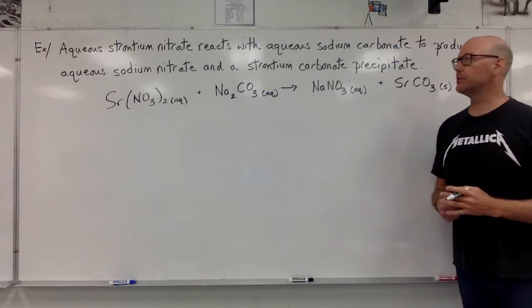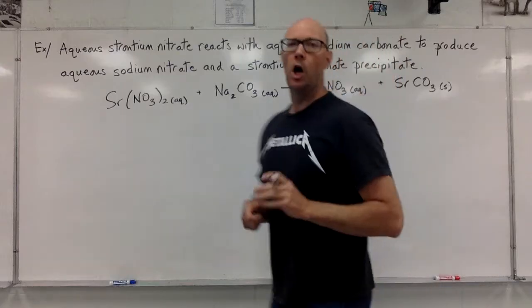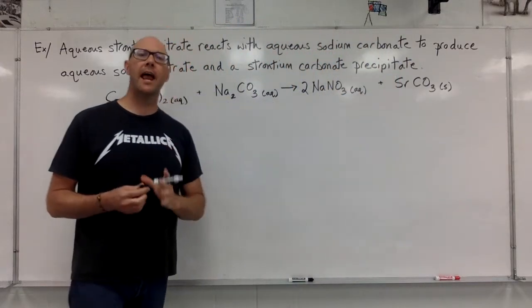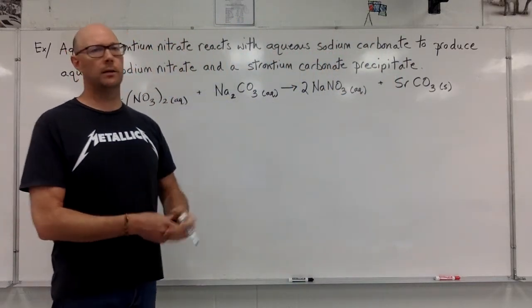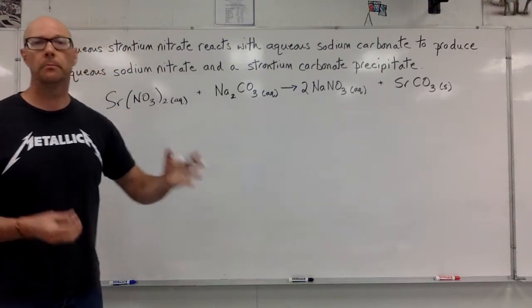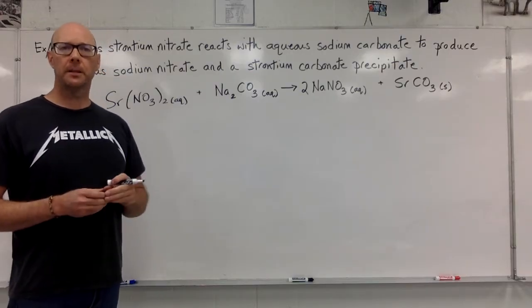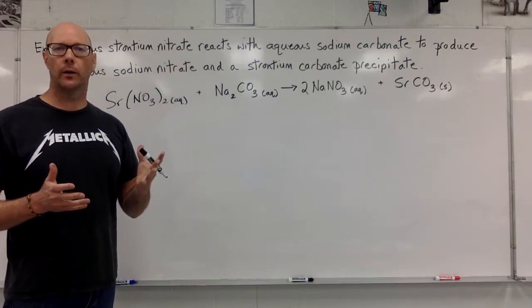Now I must balance the equation. The first step when you're writing out a net ionic equation is to write the traditional non-ionic equation. There are no ions shown here. I balanced it. I included the states. My next step is to write the total ionic equation.